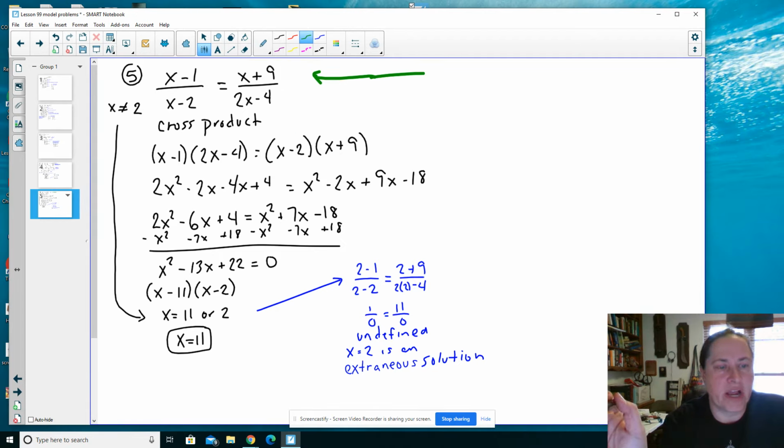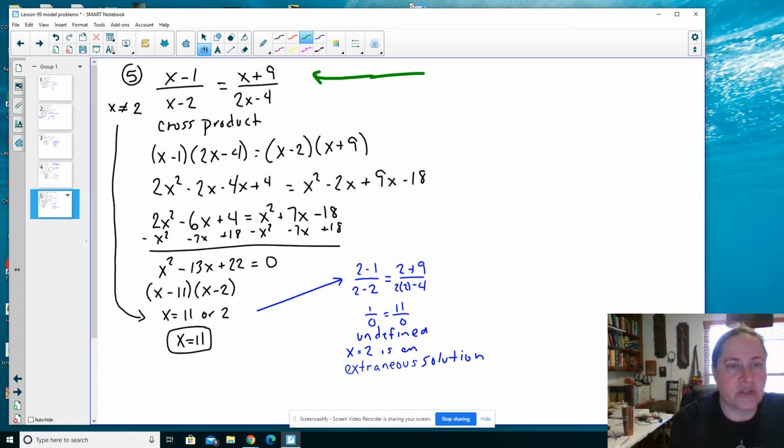I have (x - 1)/(x - 2) = (x + 9)/(2x - 4) over 2x. So I have a rational equation. There are variables in the denominator. I don't have anything added or subtracted to each term, so I'm going to use cross products.